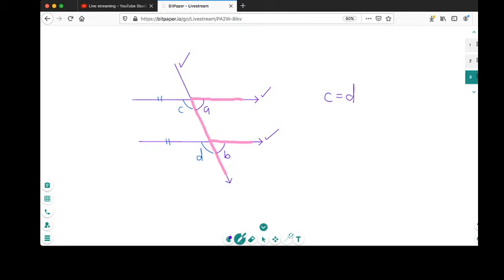So this angle is equal to this angle, and A is equal to B. This angle is equal to this angle.